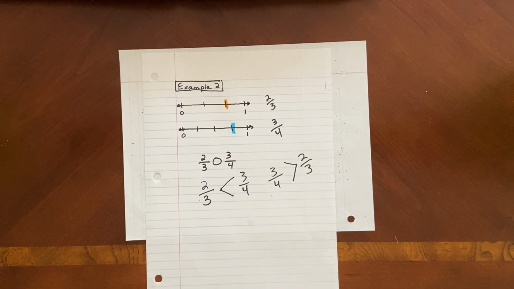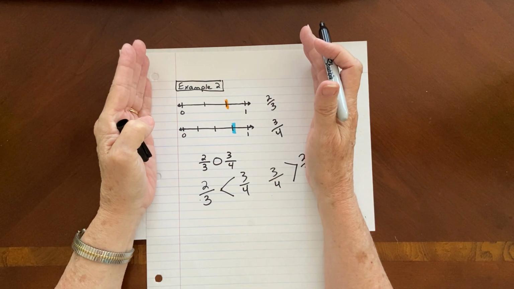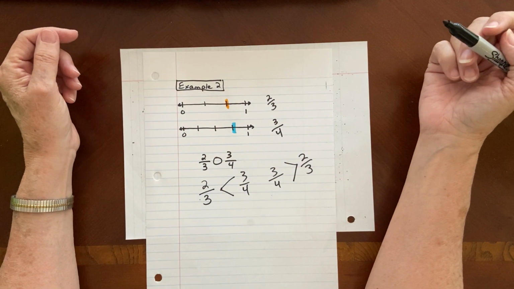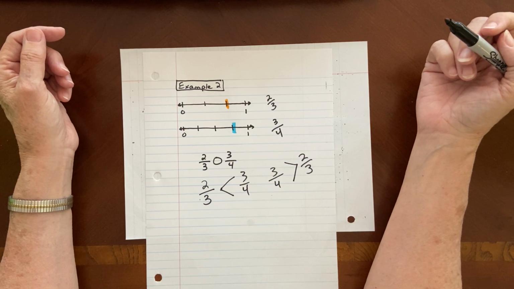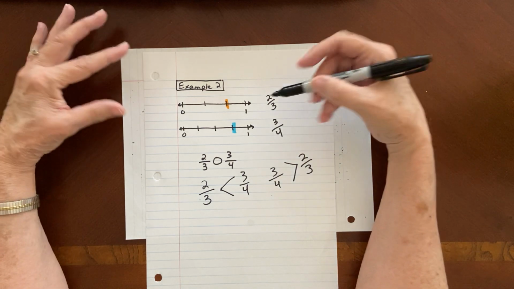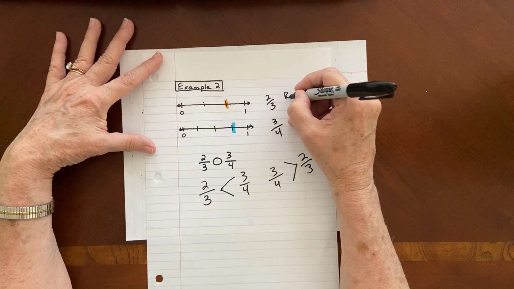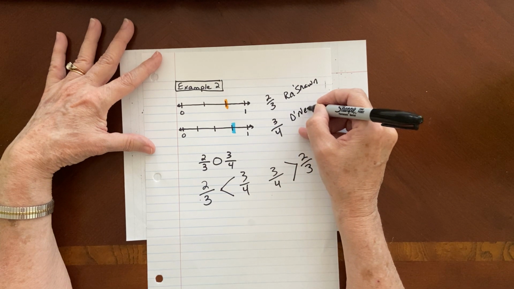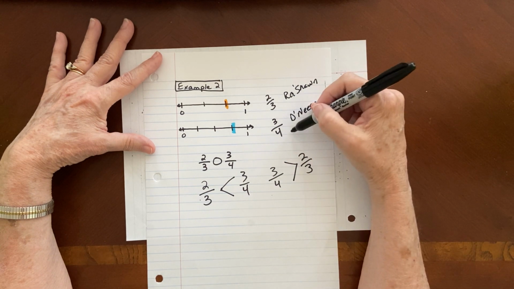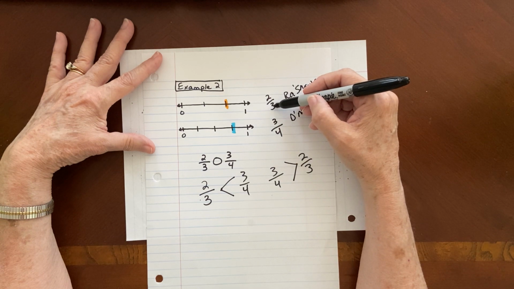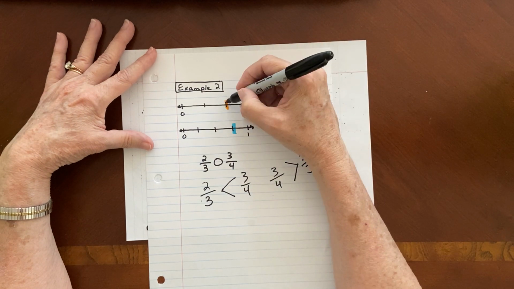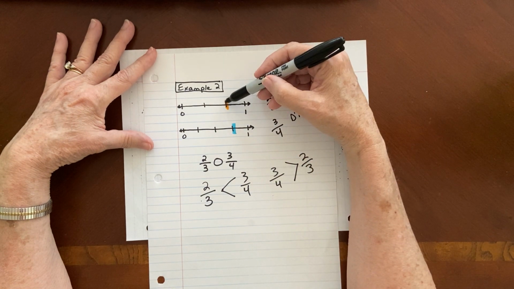Example 2, I can't do that though, because I want to take my same 1 whole mile and break it into different parts. So it says Rashawn walks 2/3 of a mile and Denise walks 3/4 of a mile. Who walked further? So this is Rashawn, and this is Denise. 2/3, 3/4. So I want to break that one into 3 sections. 1, 2, 3, and I know that because I look at my denominator, and take 2 of those sections. So that's how far Rashawn walked.